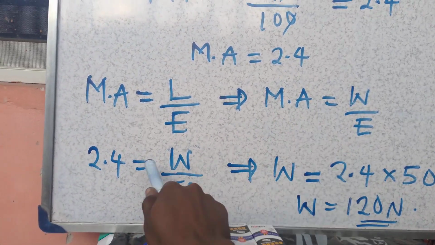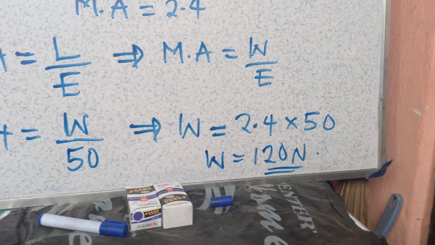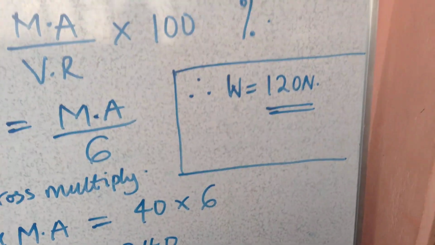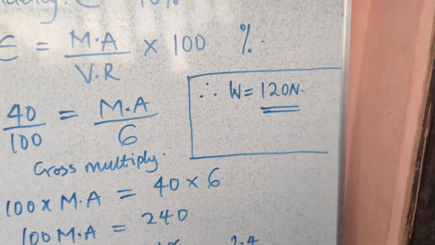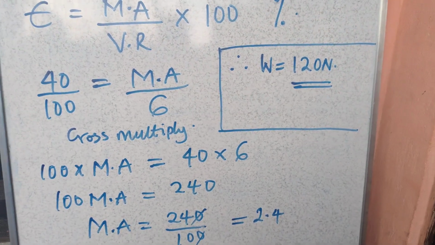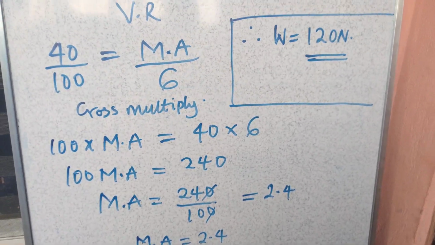The mechanical advantage is 2.4. So in place of MA, I write 2.4. I then had to cross multiply. 2.4 times 50 will give me 120 Newton. That is the weight of that block, 120 Newton. Okay, the weight of the block is 120 Newton. Final answer, 120 Newton. Alright, let's move over to the next question quickly.